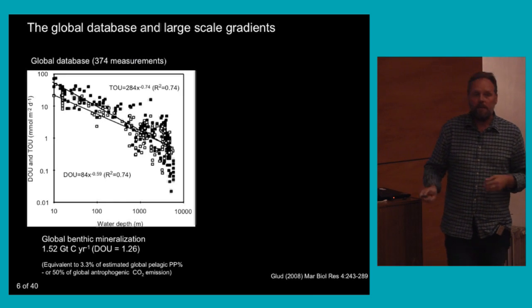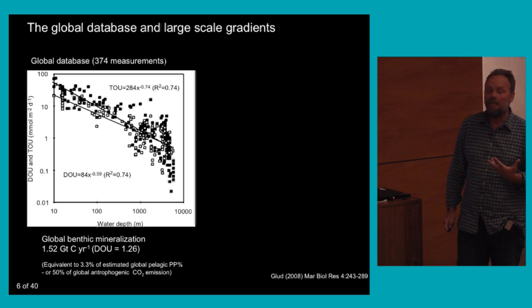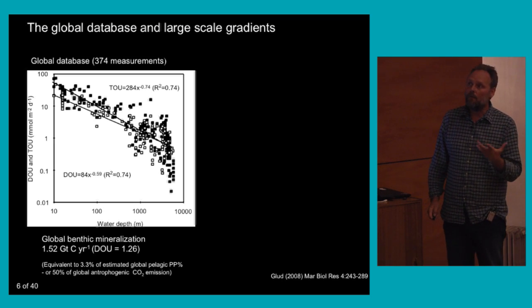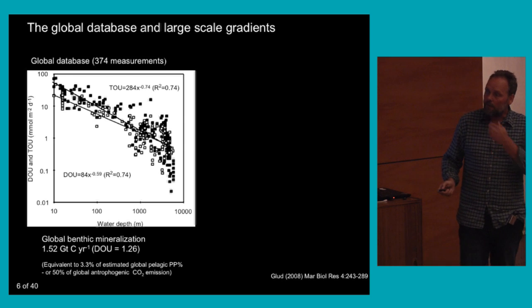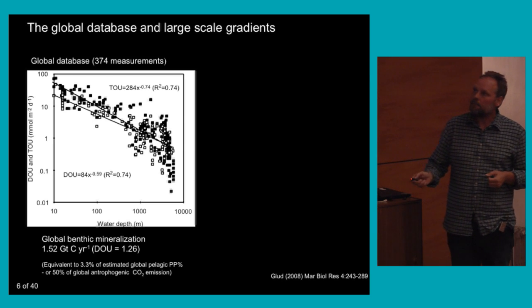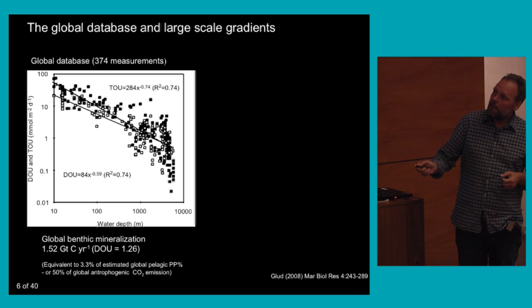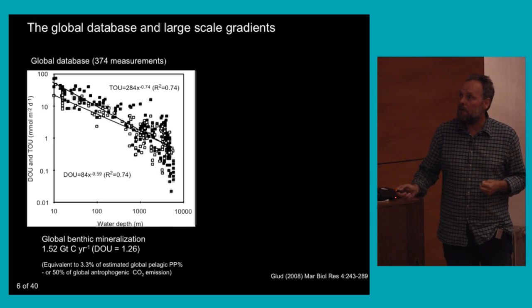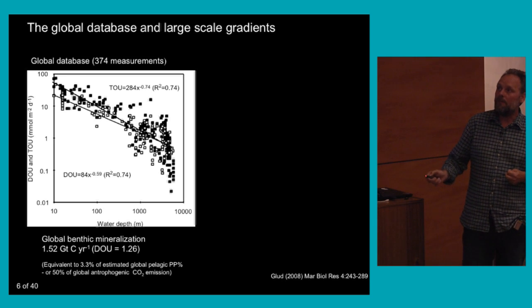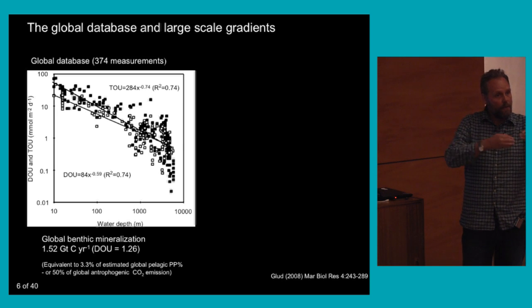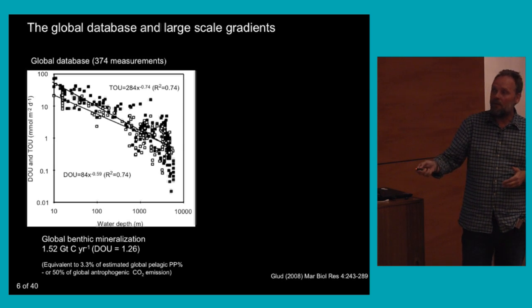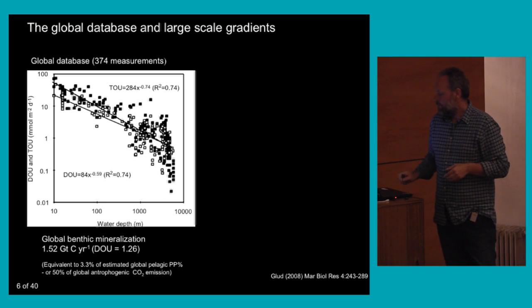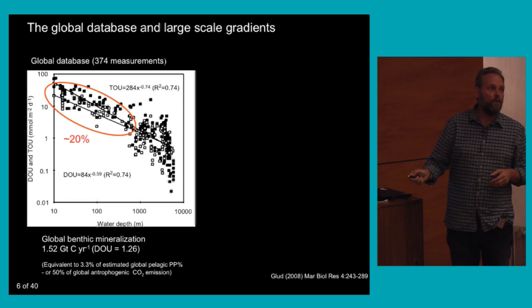Here I have compiled the high quality data that exists measured in situ on oxygen uptake rates all over the world. At least that was in 2008 when I did this. The best single parameter that fits the data, meaning the oxygen uptake rate, is the water depth. And you can get a relation like this. The closed symbol is the total oxygen uptake rate, measured with an enclosure, and the open symbol is the diffusive oxygen uptake rate measured by microprofiles. The difference here is the contribution from the fauna.